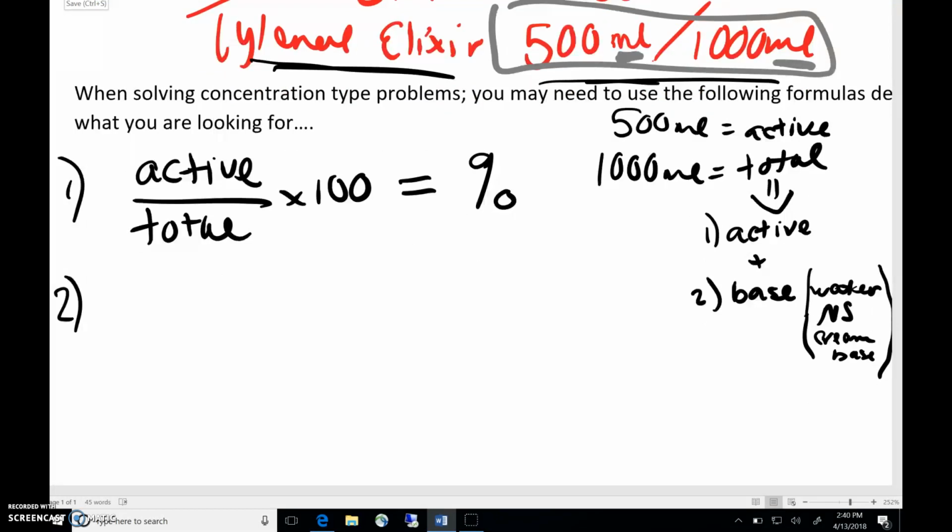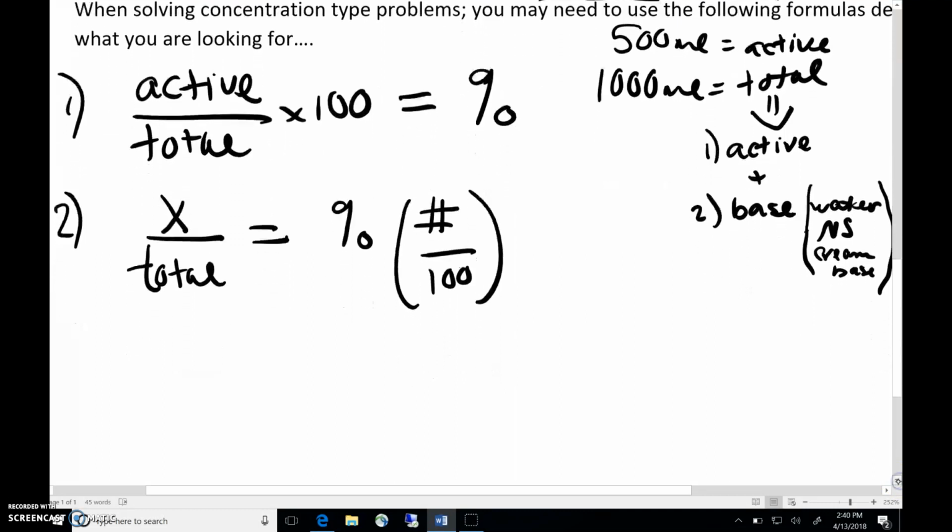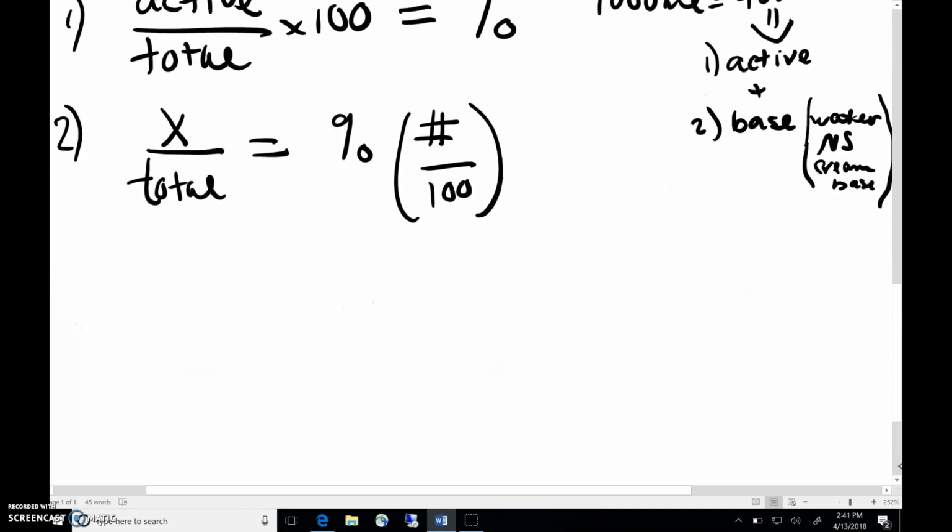So when you're looking for the active ingredient, you have to use the following formula: you take X over total equals the percentage, which in detail will be the number of your percent over 100. And I give an example of 3 problems that you'll do for each.